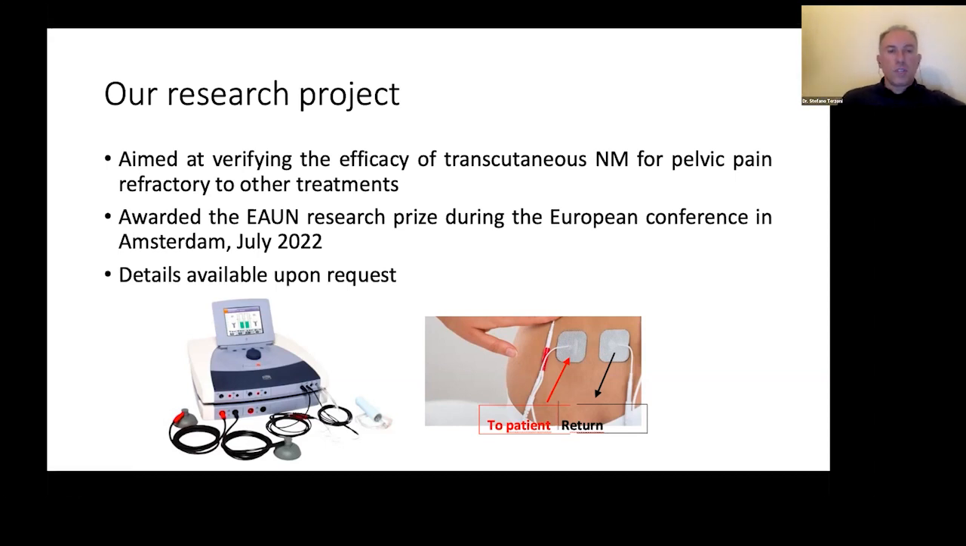The research project was aimed at verifying the efficacy of transcutaneous neuromodulation for pelvic floor pain refractory to other treatments, and it was awarded the EAUN Research Prize. The project is ongoing, it has been registered, and if you want further details on the parameters and on the characteristics of our patient and of this ongoing project, we will be more than happy to share our findings with you.